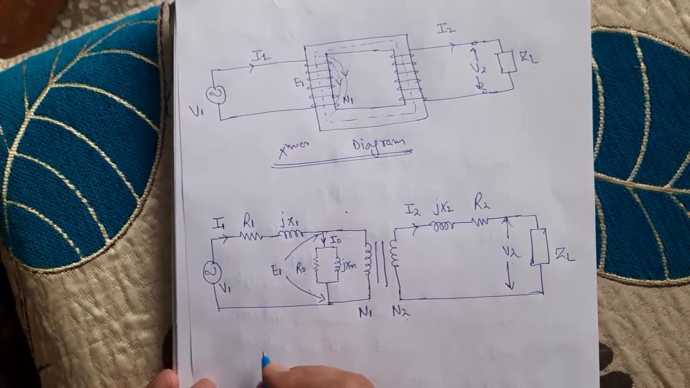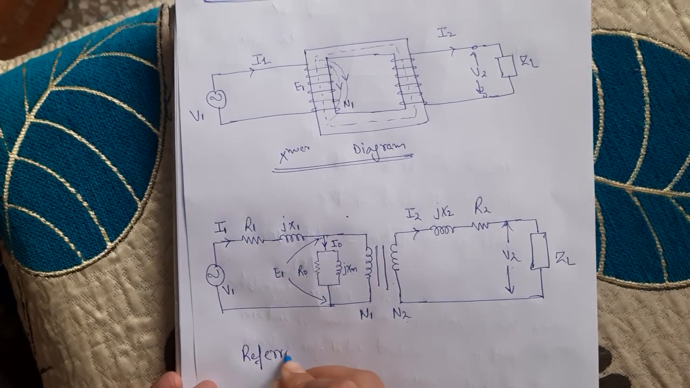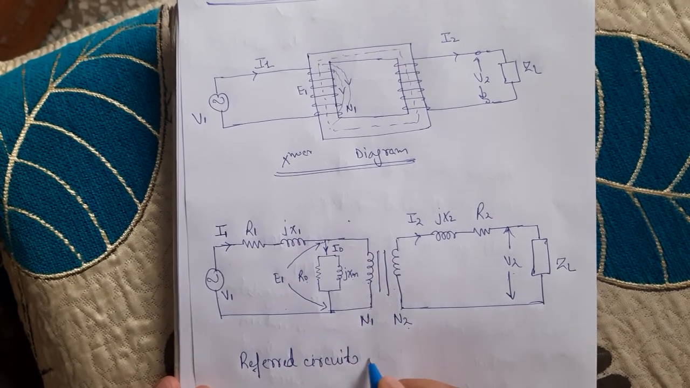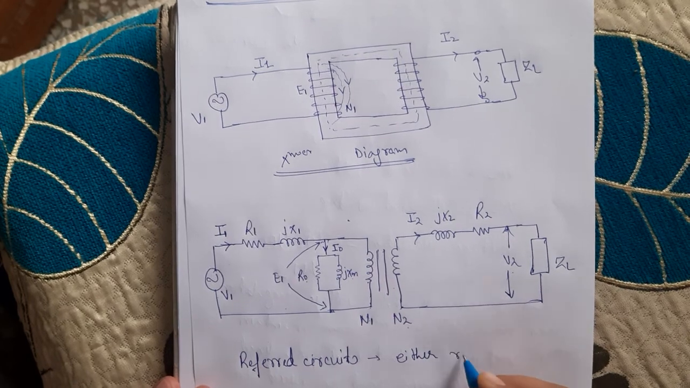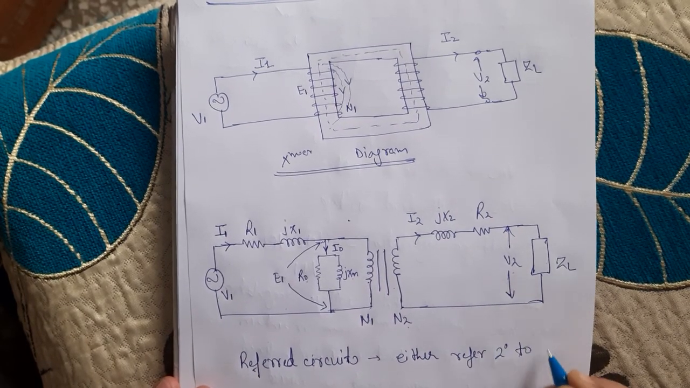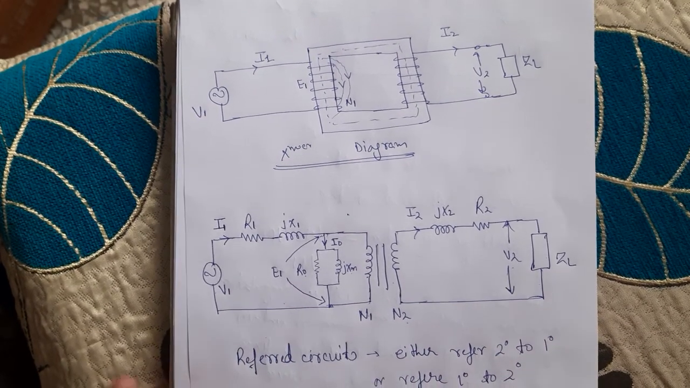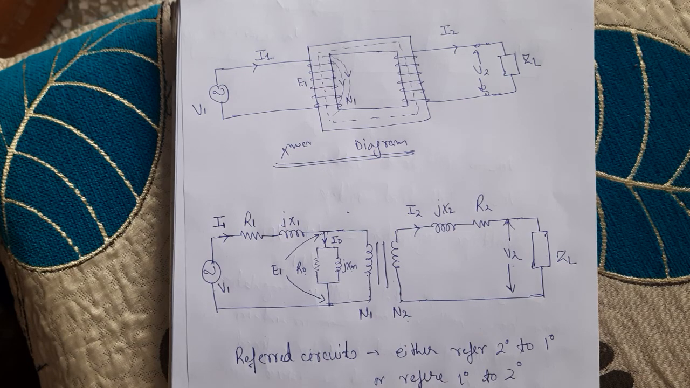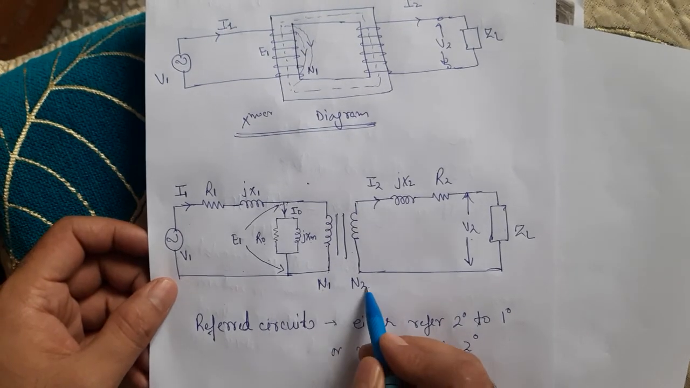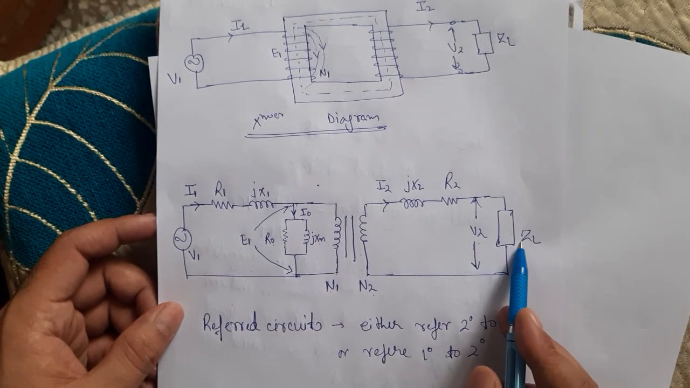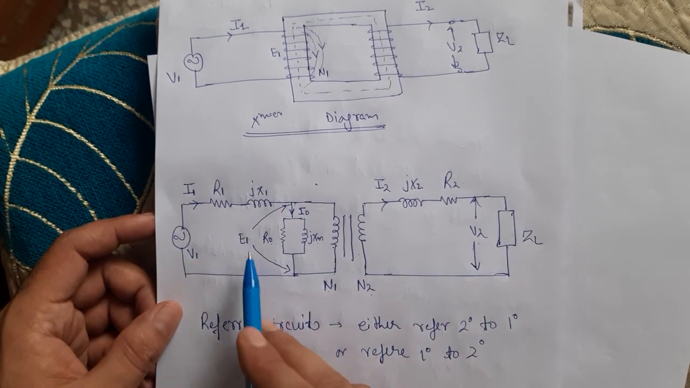So these circuits are called referred circuits. Referred circuits means either refer secondary to primary or refer primary to secondary. Got it? I will draw both the circuits one by one, and then I will solve one problem for that as well. So remember, this is N1 and this is N2, and remember this R1, X1, R0, XM, X2, R2, and this is the load, V2, I2, V1, I1, and this is E1.